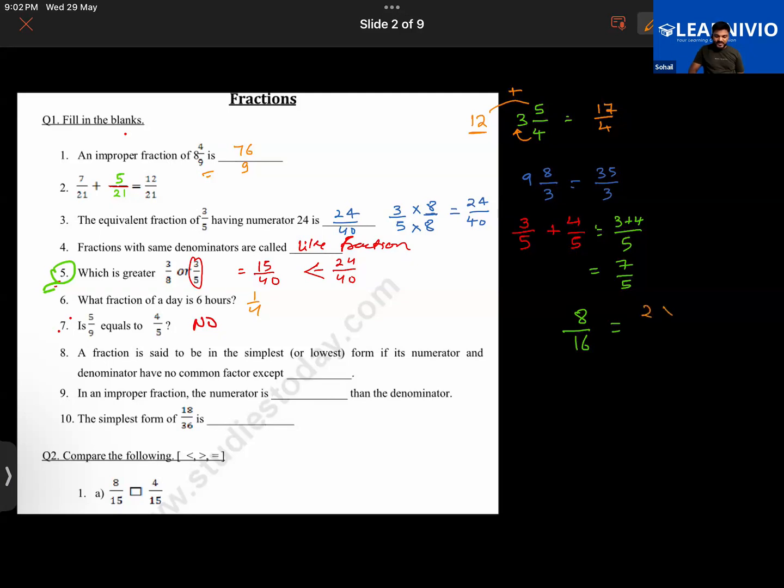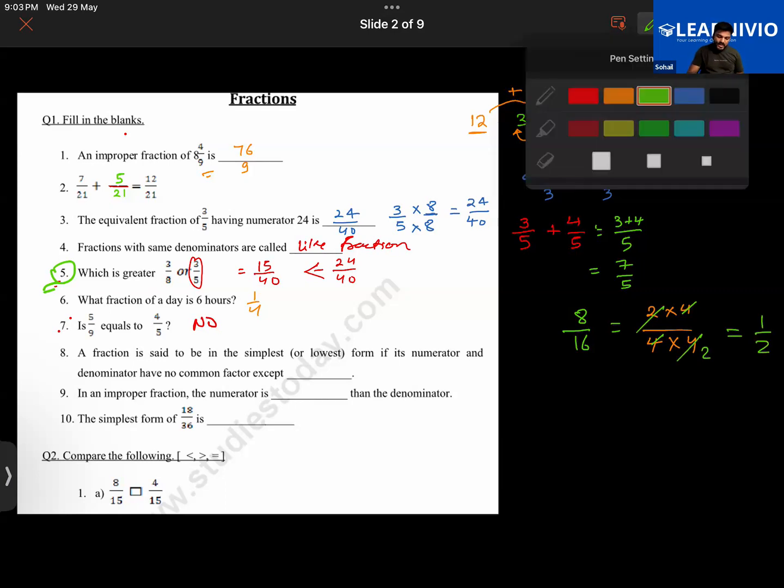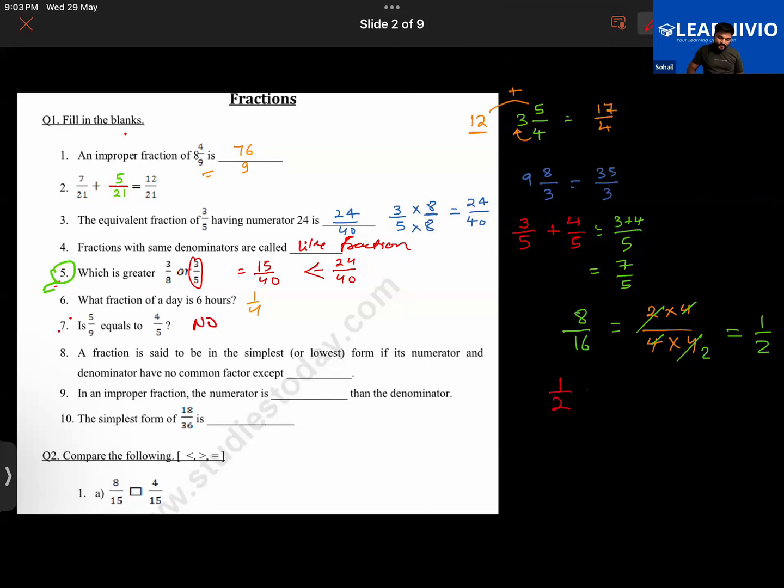See, 8 can be written as 2 times 4. 16 can be written as 4 times 4. Can't we write it like this? 4 and 4 cancel. You are left with 1 upon 2. Now, 1 and 2 don't have any other common factor apart from 1.